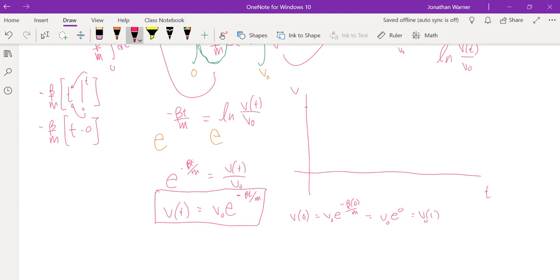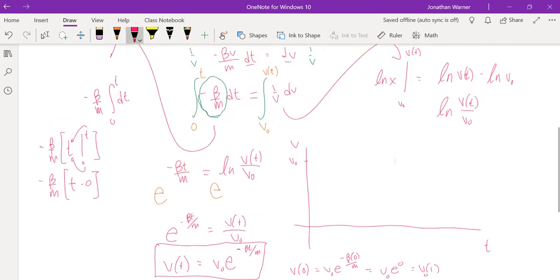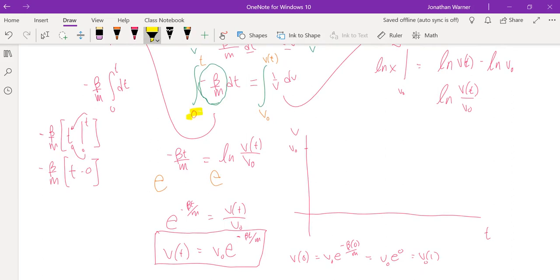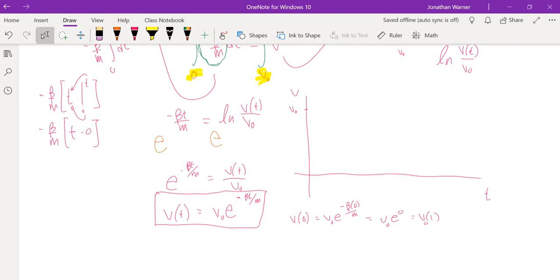It better darn well be that at time 0, this thing has velocity v naught, because that's what we said, right? We said that right here. This agrees with that statement. And then what does this function look like?